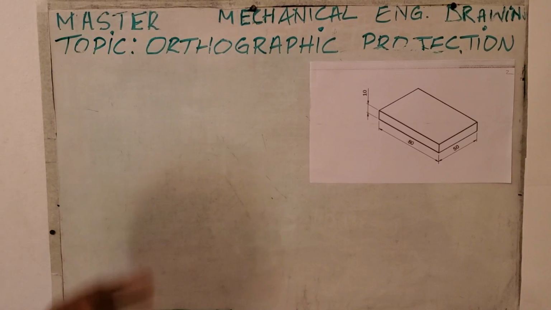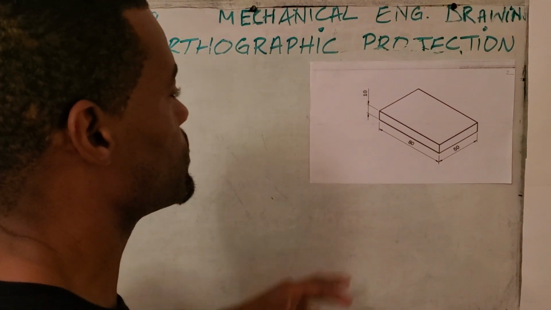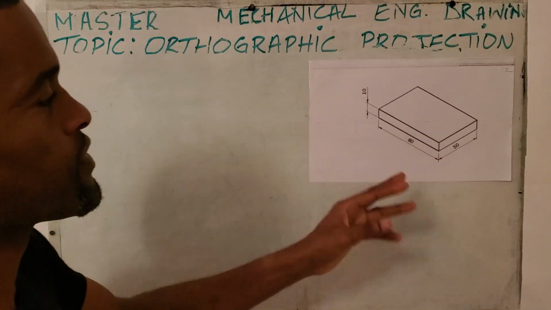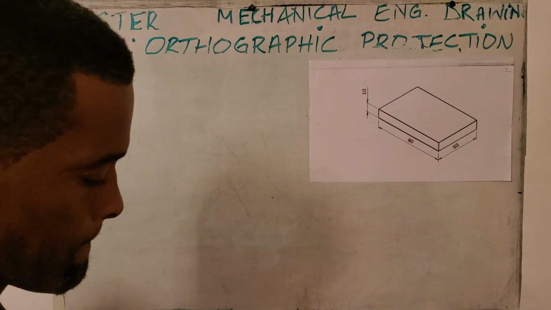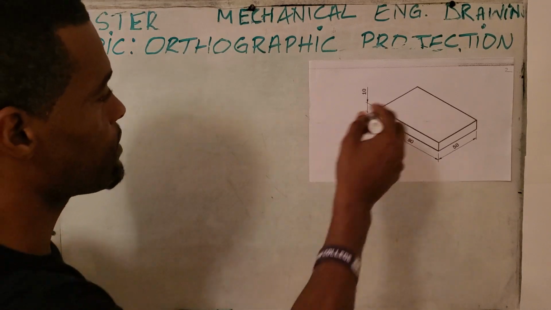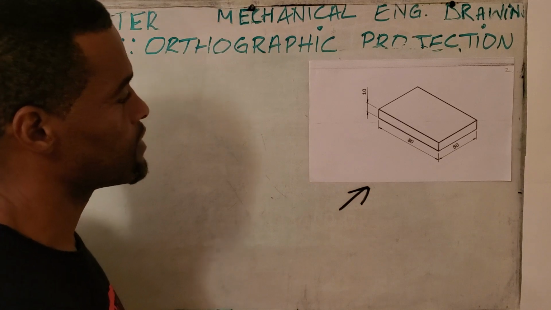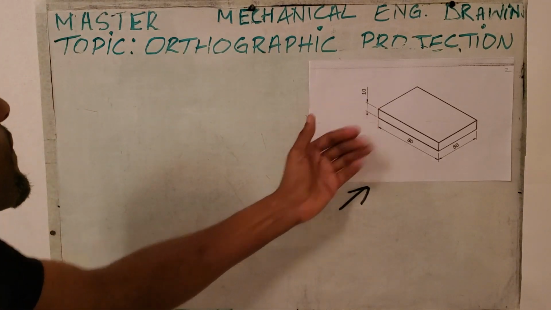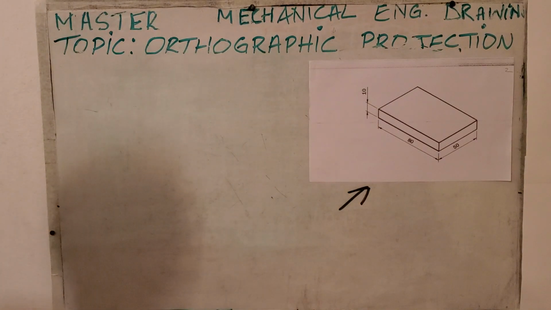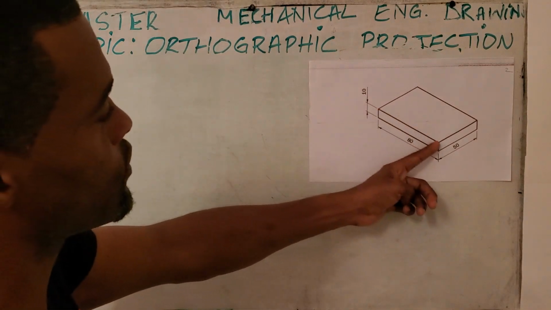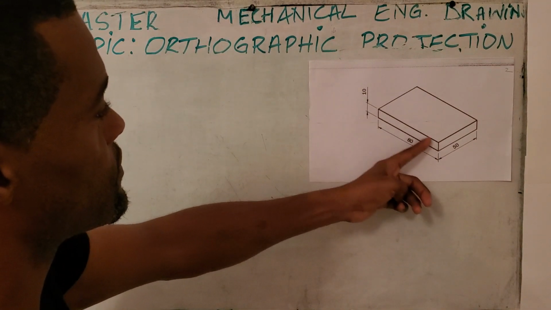Welcome back, guys. In this video I'll be showing you how to produce the orthographic projection for this isometric block. We will be taking our front view from this angle, looking from here. In this case, the first thing to establish would be the front, which would be this section here.